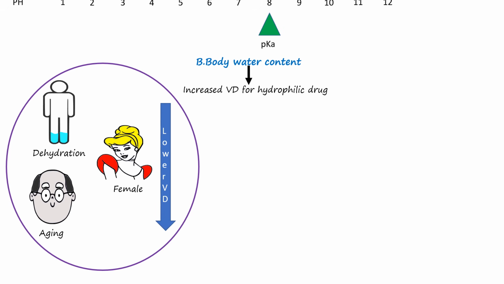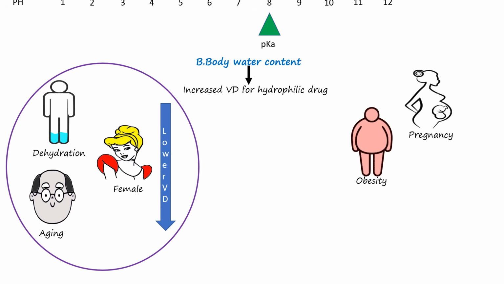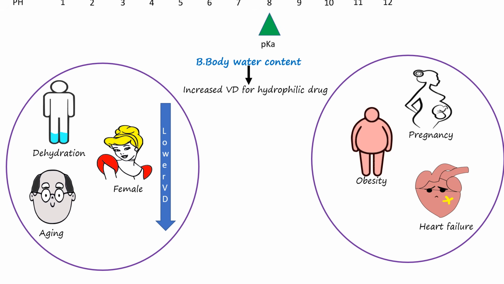On the other hand, when both body water and body fat content increase, as in pregnancy or obesity, the volume of distribution for most drugs also increases. These also include potential distribution into amniotic fluid and fetus in case of pregnancy. In cases like heart or renal failure, large fluid collection can sequester water-soluble drugs, effectively increasing their volume of distribution.